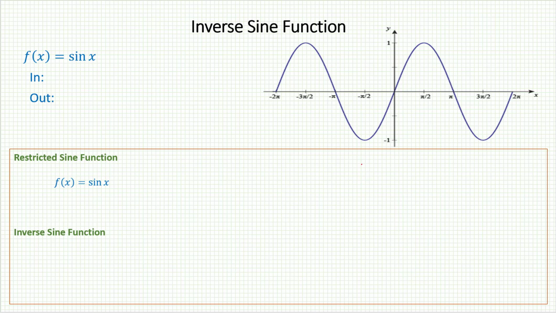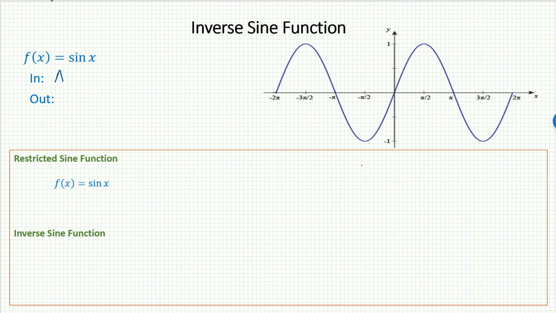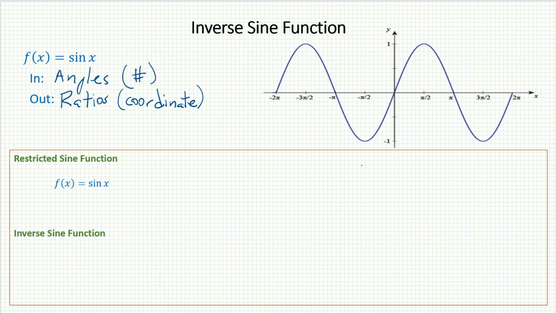Inverse sine function. So we would like to come up with the inverse of the sine function. We know in our regular sine function f of x equals sine x, what goes in are angles, or really you could say any number, as long as you think of it as an angle in radian measure. What comes out are ratios, or you could say coordinates if you're thinking of the unit circle. I've got the graph of the sine function over here.